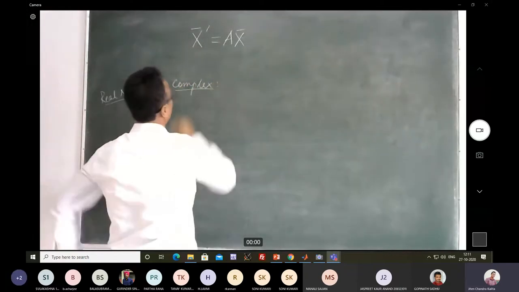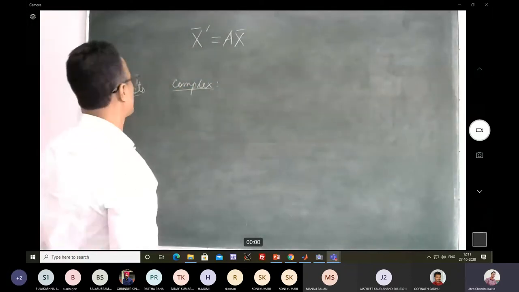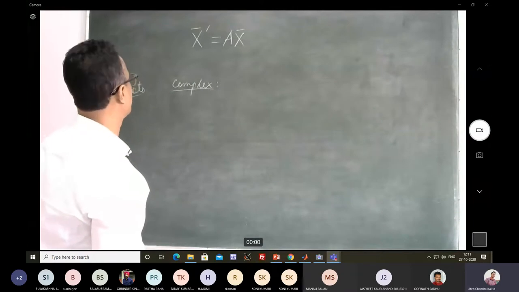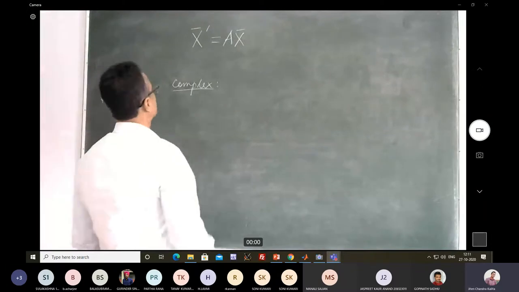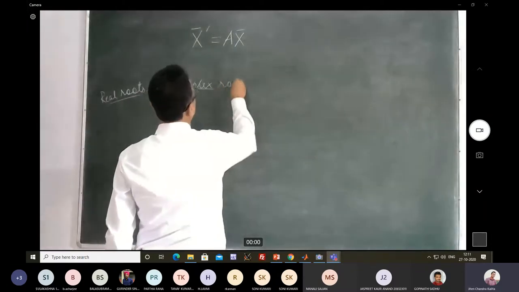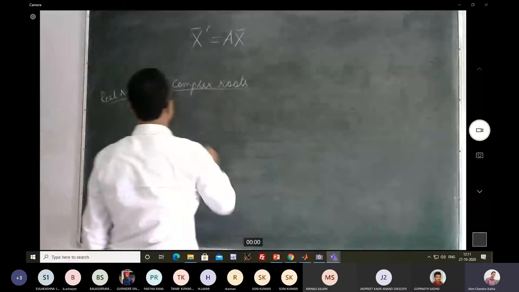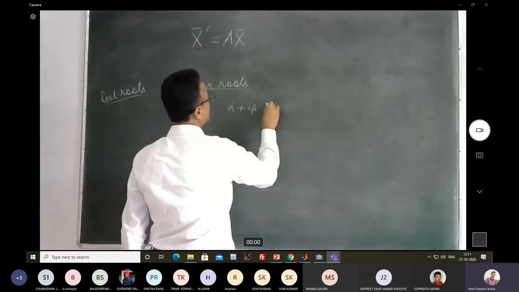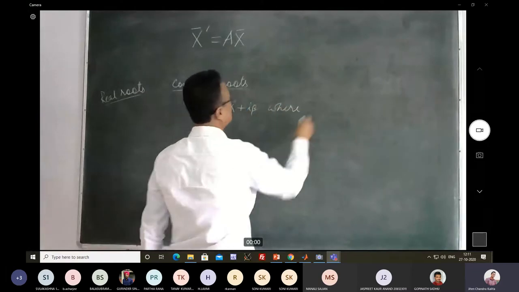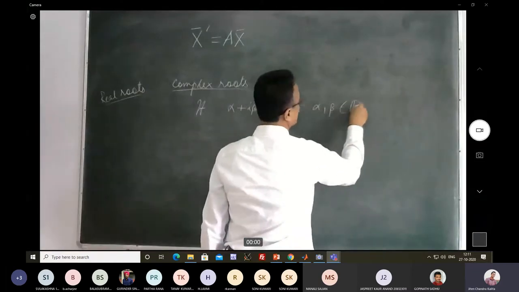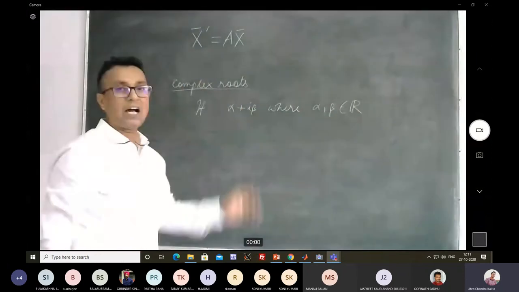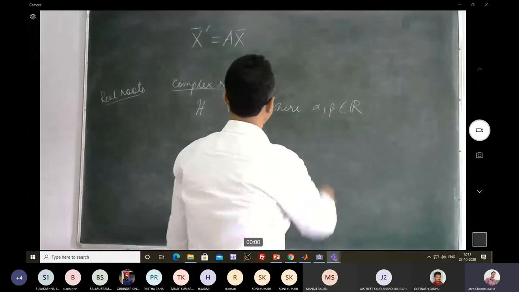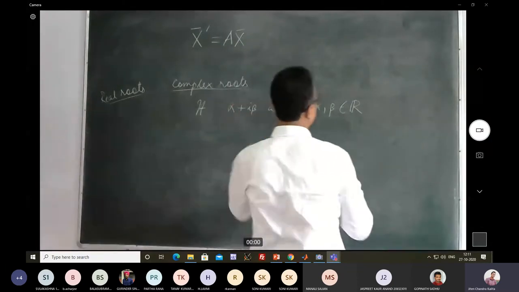There are a couple of theorems, which I will just give you as statements, as some facts. Now I need complex roots. So if alpha plus i beta, where alpha and beta are real numbers, and of course you know that i is the imaginary number given by square root of minus 1.